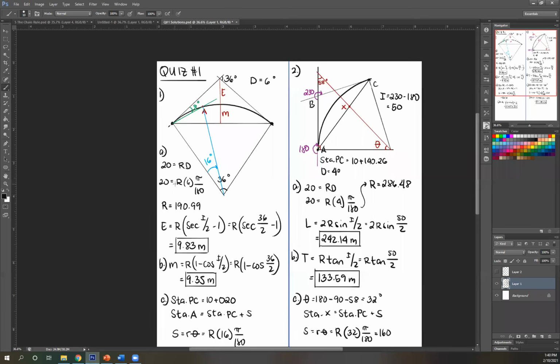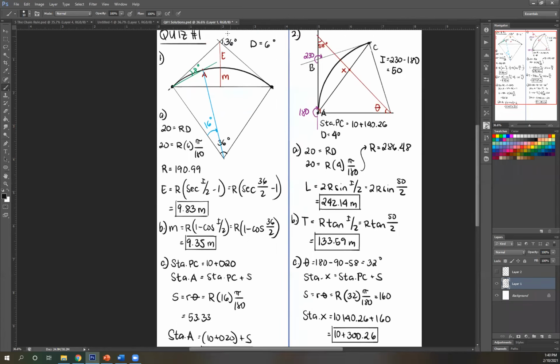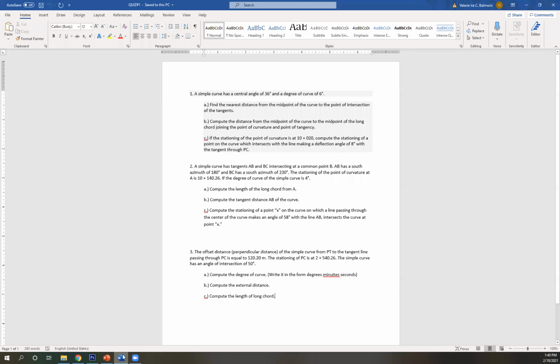20 equals RD, so 20 equals R times 6 degrees. But remember, whenever you're using an angle outside of its trigo function, you always have to convert it to radians. That's why the 6 degrees is converted to radians, that's pi over 180. Solving for R, you get 190.99. Plug that into your equation: 190.99 times secant of 36 over 2, that's your I, 36, minus 1. Final answer, 9.83 meters.